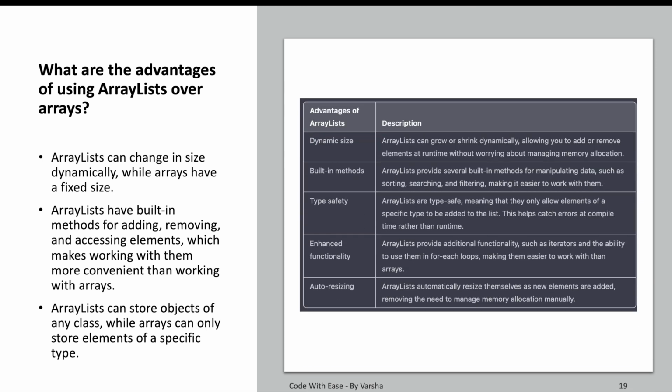And then we have a quick list of all the advantages in terms of their properties, like dynamic size, it can grow and shrink, built-in methods. Type safety is there because it is going to allow elements of a particular type only at a time. Enhanced functionality, iterators, the for each loop, we have already seen how we are able to traverse using the for each loop. Auto resizing, because I don't have to manage the memory or shift elements at any point in time. I don't have to do any of that. So this sums up the advantages of array list over arrays.